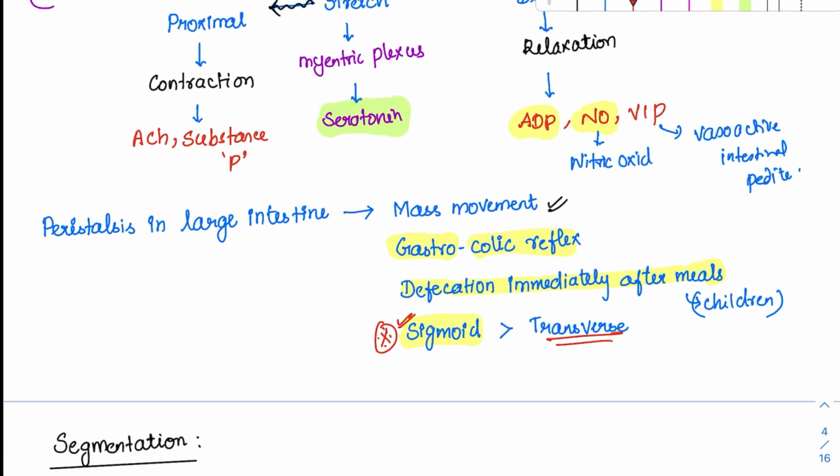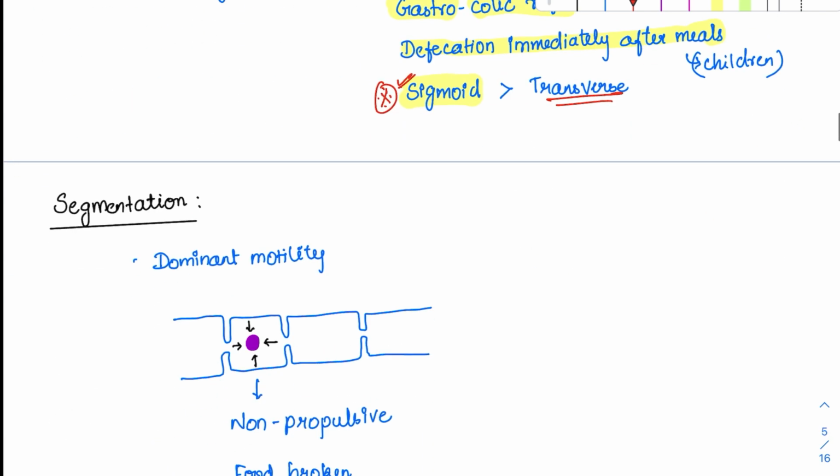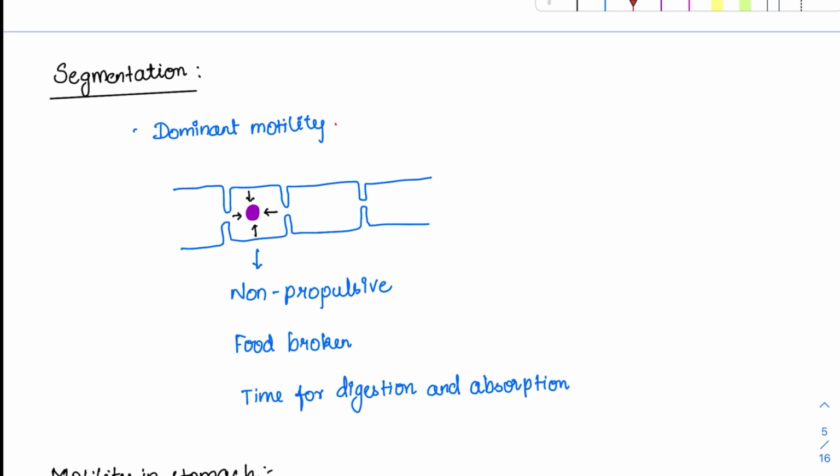Now coming to the dominant motility, we said it's not the peristalsis, it is the segmentation. What is segmentation? Peristalsis was a propulsive movement. It was moving food from one segment to the next segment. But here it is not going to move the food to the next segment. What it is going to do is attack the food from all sides. Contraction from all four directions will happen. See here, we have drawn it like contraction from all sides will happen.